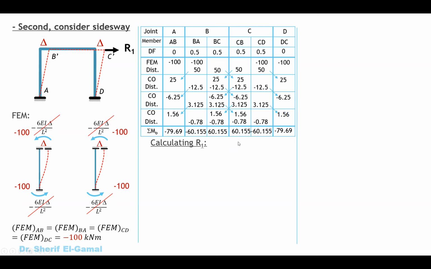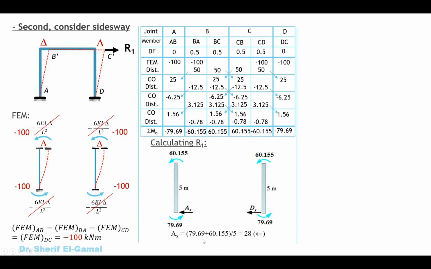So once we did that, we now have to calculate R1. So we will do similar to what we did in the first case. We are going to draw the 2 columns and apply the moments that we got here. This moment is negative, negative, so counterclockwise rotation. And again, also for the CD, minus, minus, so counterclockwise rotation. And similar to what we did before, get the summation of the moment divided by the span. So the summation of the moment divided by the span equals 28, and the same here, 28.